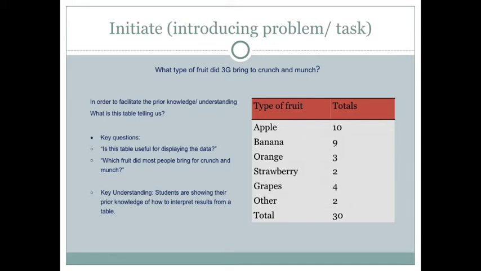As students have prior knowledge of how to read data in a table, the teacher will facilitate their prior knowledge and understanding by asking key questions about what the table is telling us. The teacher will ask questions like, is this table useful for displaying the data? Which fruit did most people bring to Crunch and Munch time? By this, students are showing their prior knowledge of how to interpret the results from the table.